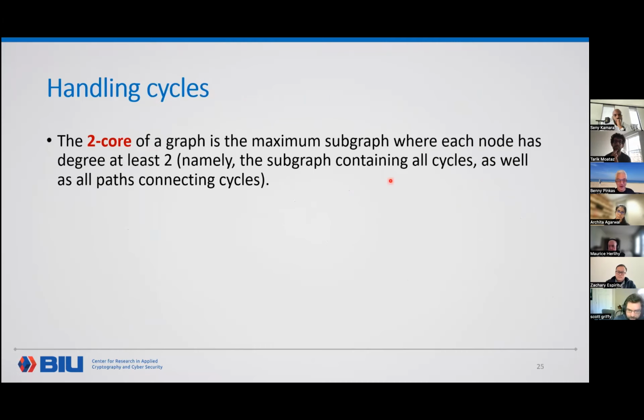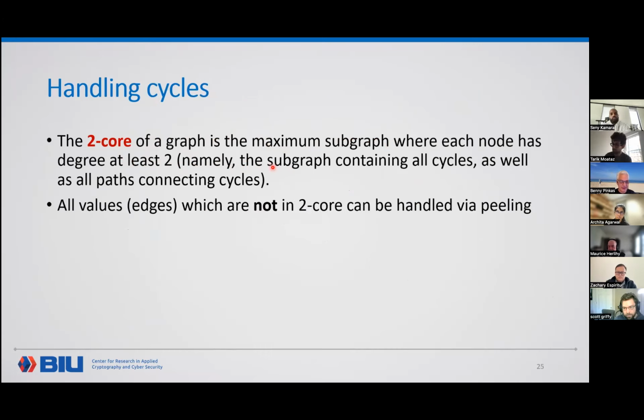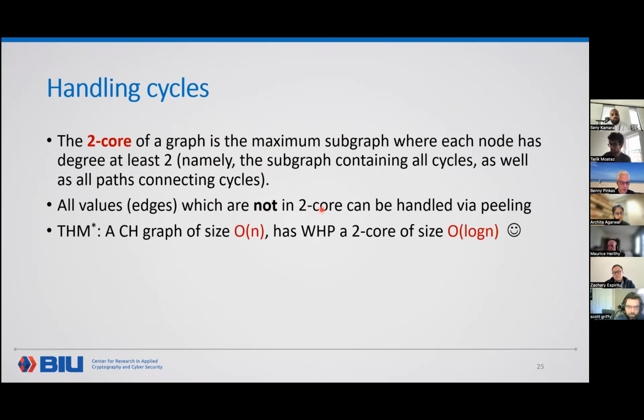What we are stuck with is essentially what's called the 2-core of a graph, which is the maximum subgraph where each node has a degree of at least 2. So basically, the subgraph of all cycles and all paths connecting cycles. All the edges which are not in the 2-core we can handle using peeling, which is very efficient. We're just stuck with the 2-core.